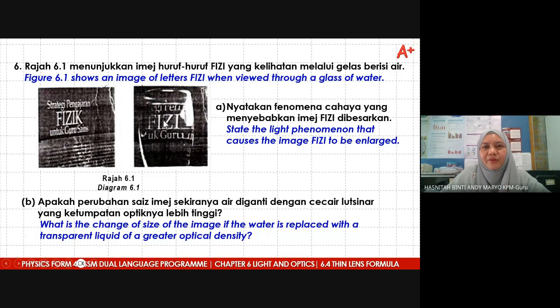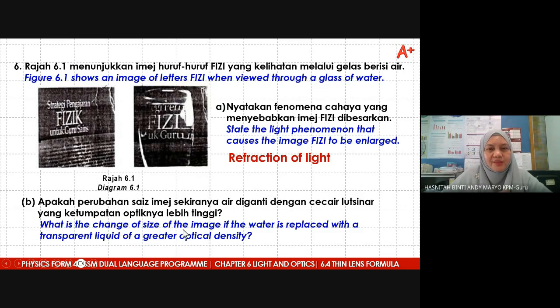So the first one: state the light phenomenon that causes the image Phi to be enlarged. Again, asking for the phenomenon. So what is the phenomenon here? The answer is refraction of light. Okay, next, question B.